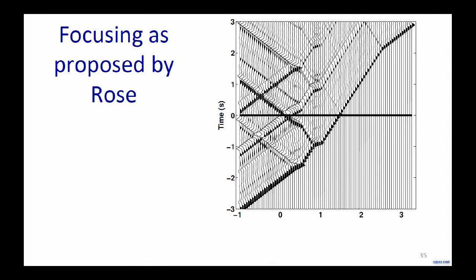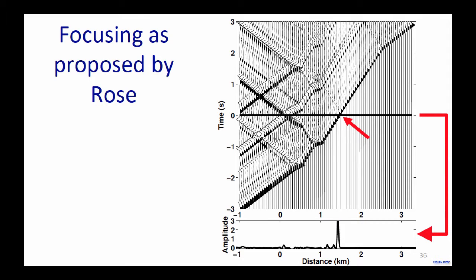This was the solution of the Marchenko equation that Filippo obtained. It looks sort of messy. It doesn't look like anything focuses. But if you make a cross-section of this solution at time t is equal to 0, you get the wave field that is shown in the lower panel, and you see a nice peak at x is equal to 0. Okay. This was the type of focusing that Jim Rose talked about.